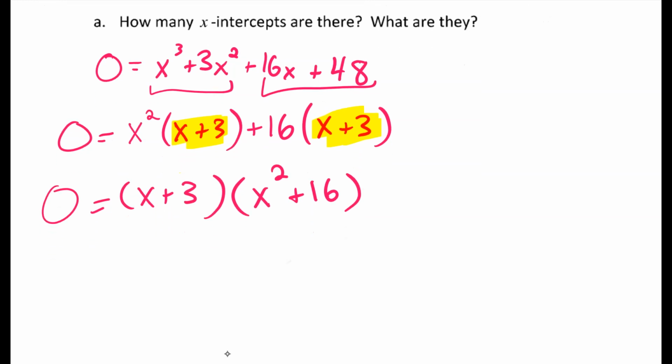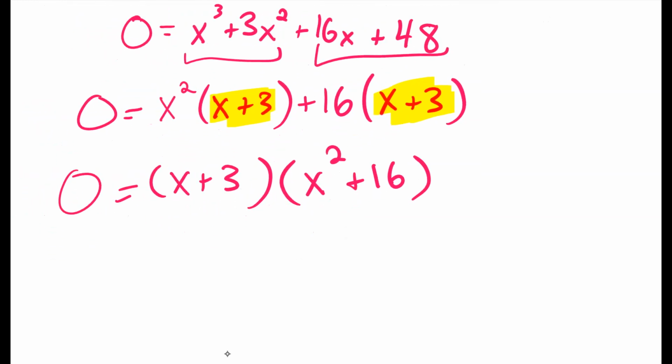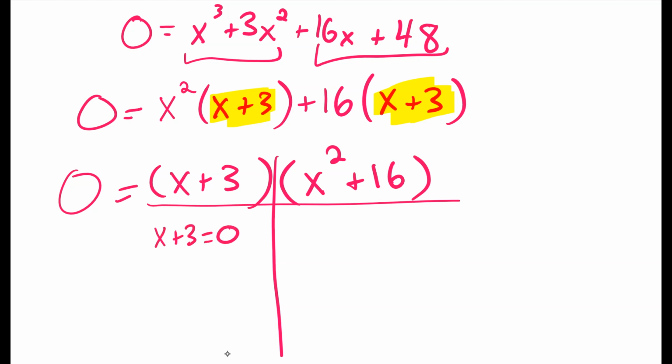I scan through it just to see if there's any more factoring I could do. Sometimes there is, sometimes there isn't. I'm noticing that this is not a difference of 2 squares because there's a plus sign between them. So this is as far as I can go in terms of factoring. So I split it off and I set each of my factors equal to 0.